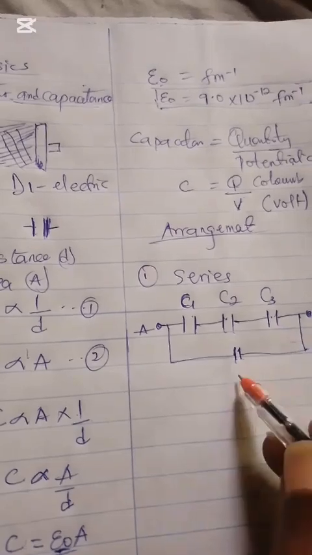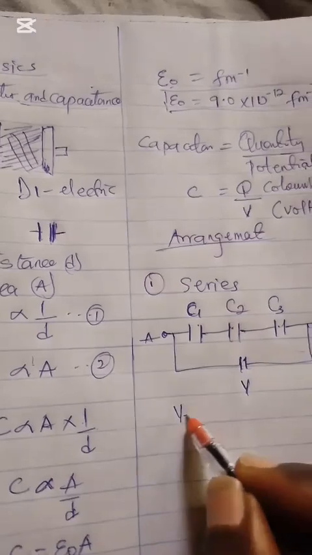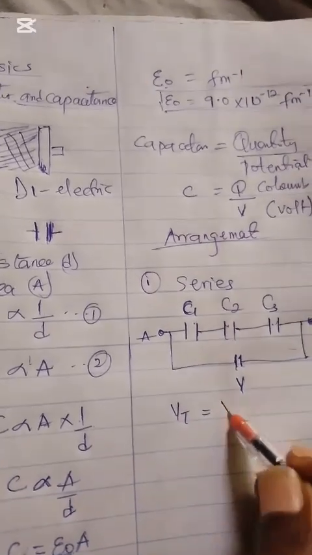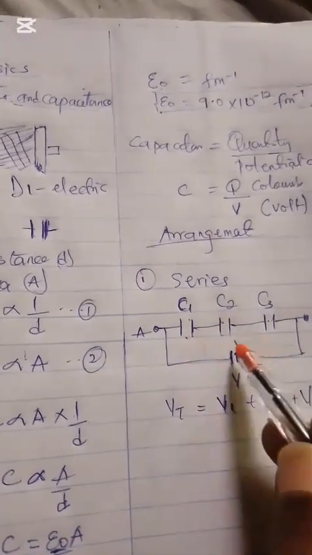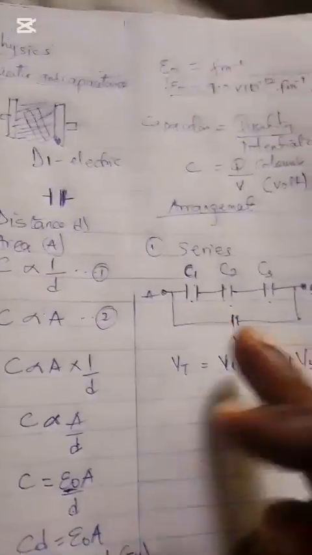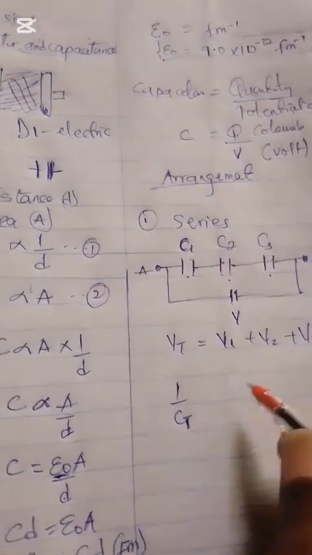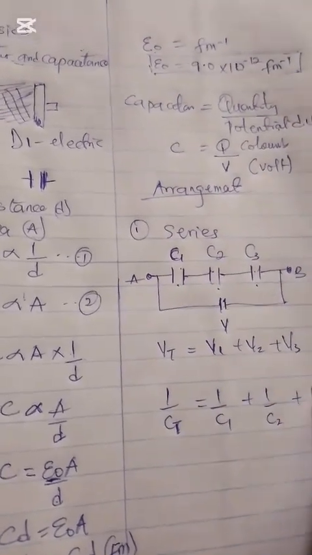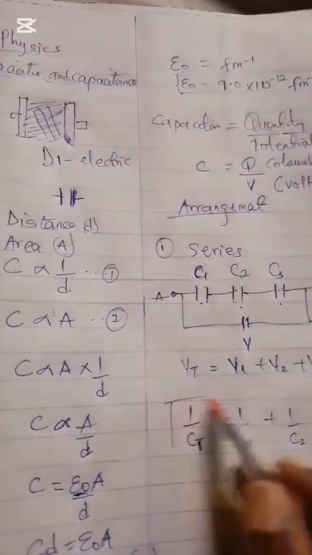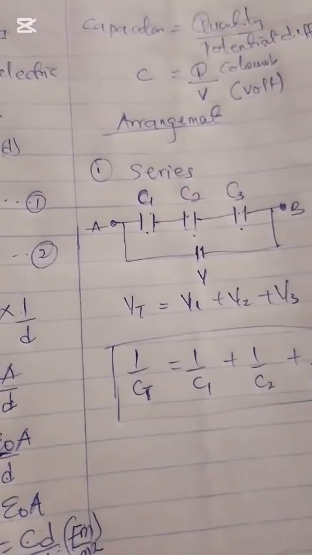But the voltage will now differ, so that if you want to get the total voltage, we are going to have V1 plus V2 plus V3. That is the voltage in C1 plus the voltage in C2 plus the voltage in C3. So the total capacitance, CT, will be equal to 1 over C1 plus 1 over C2 plus 1 over C3. This is the formula for calculating capacitors in series. Whenever your capacitors are arranged in series, use this formula to find the capacitance.